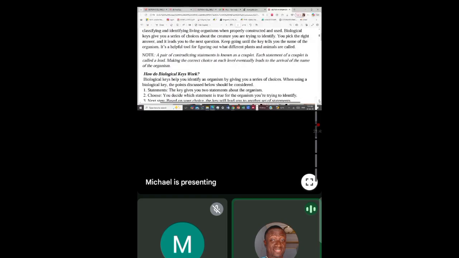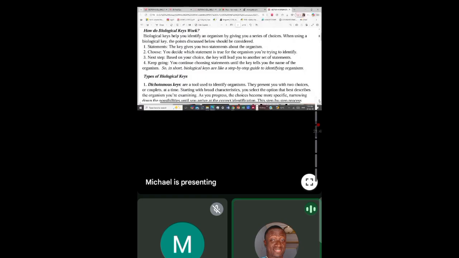So how do biological keys work? We said biological keys have a couplet, and within this couplet we have the individual statements that we call leads. So how do we use them to identify the organism? When we are using the biological keys, we should consider the points below. First one is the statement. The two statements together are called a couplet. The second one is called the lead. So the key gives two statements about the organism. Read the two statements. Which one best fits the organism we are talking about? That will lead you to the next point.